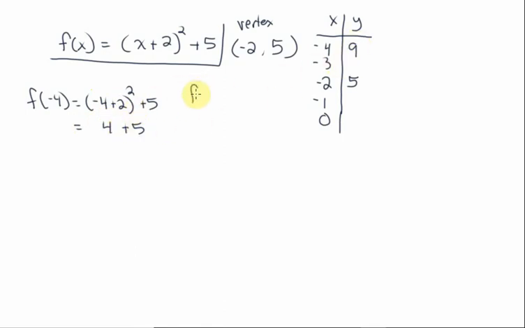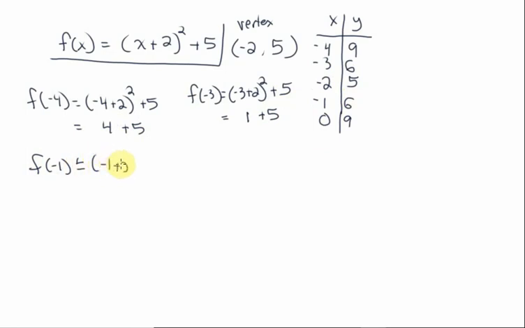Okay. Let's plug in negative 3. Negative 3 plus 2 squared plus 5. Negative 3 plus 2, that is negative 1. What's negative 1 squared? Positive 1. And 1 plus 5 will be 6. And then I have a feeling these answers are going to be 6 and 9 because of that symmetry I'm talking about. But let's try it out anyways. Plug in negative 1 plus 2 squared plus 5. Negative 1 plus 2 is 1. 1 squared is 1. 1 plus 5 is 6.